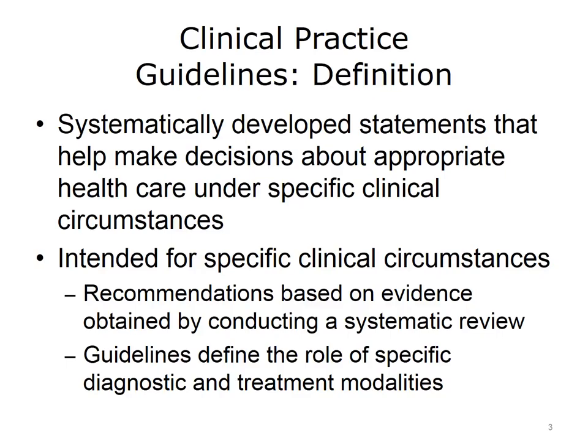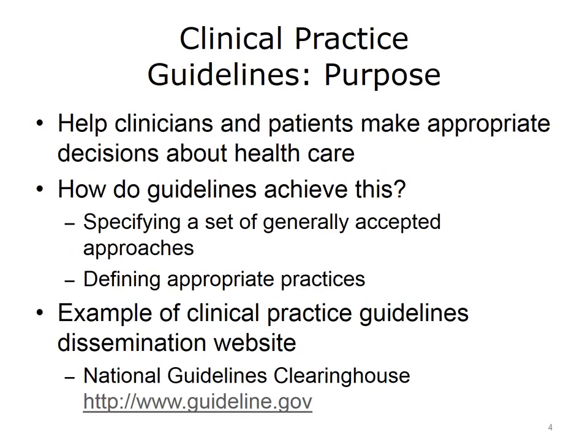As we saw in the last lecture, clinical practice guidelines are systematically developed statements that help the clinician and the patient make decisions about appropriate healthcare under specific clinical circumstances. These guidelines are recommendations which are based on evidence that usually has been gathered by conducting a systematic review of the medical literature. Guidelines define the role of specific diagnostic and treatment modalities in the diagnosis and management of specific diseases. Why do we need clinical practice guidelines?